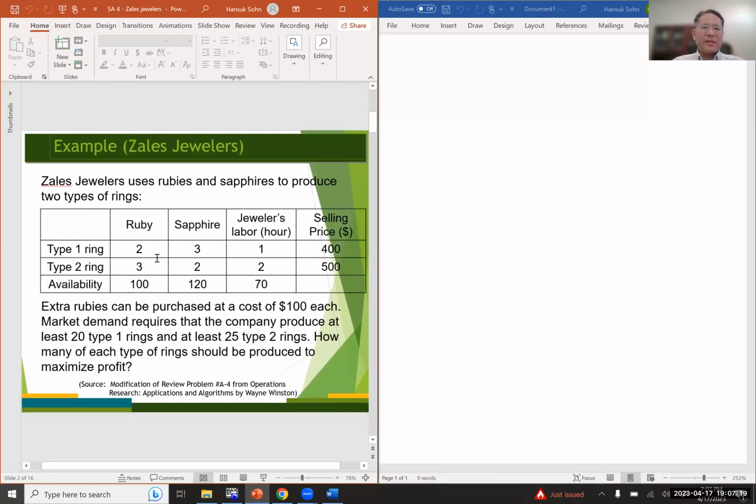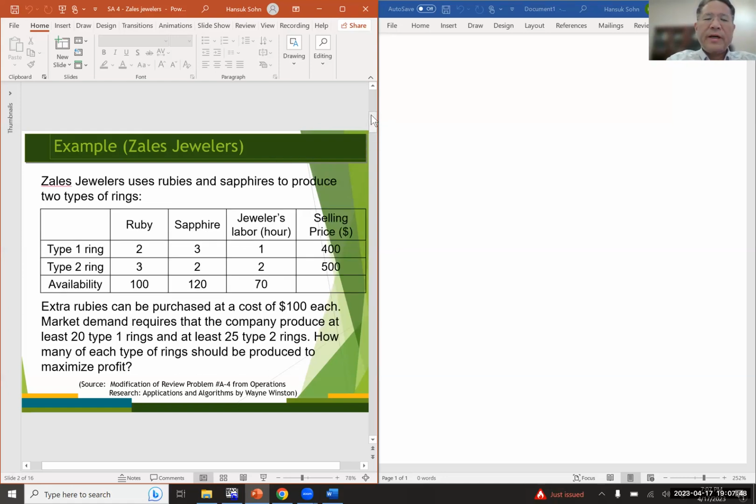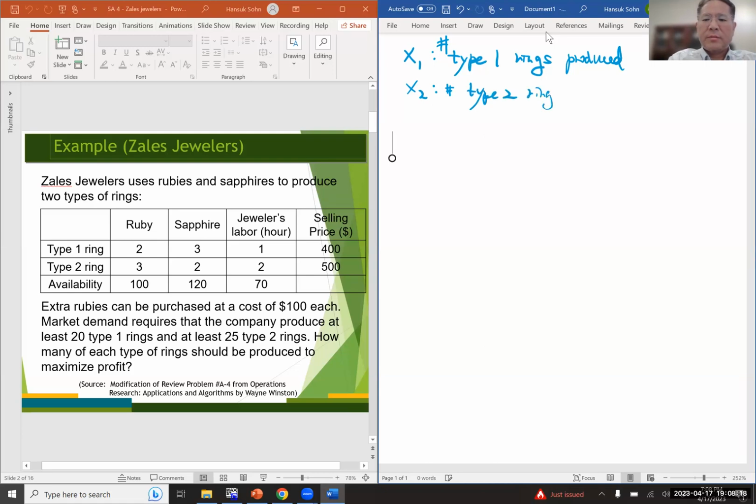The primary decision for this example is to know how many of each type of ring has to be produced to maximize the total profit, right? So here we define the variable x1 to stand for the number of type 1 rings produced, and x2 stands for the number of type 2 rings produced.